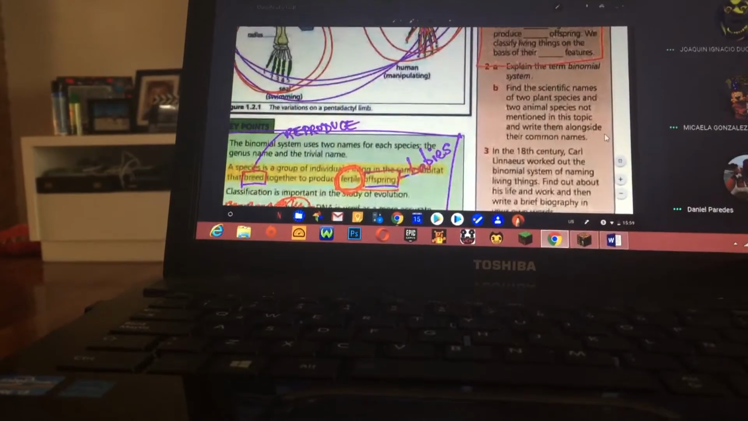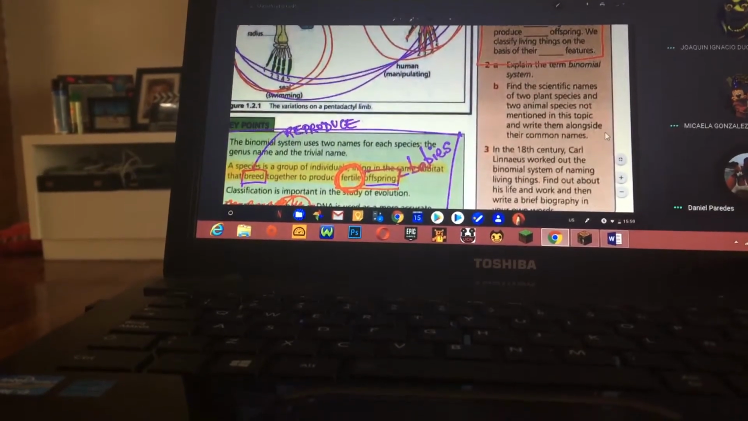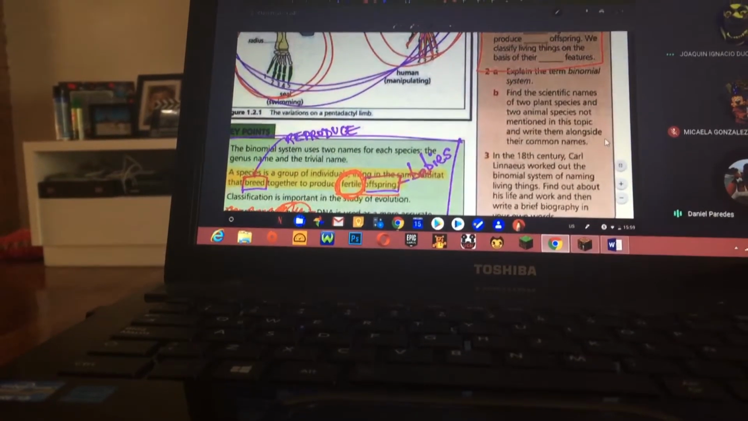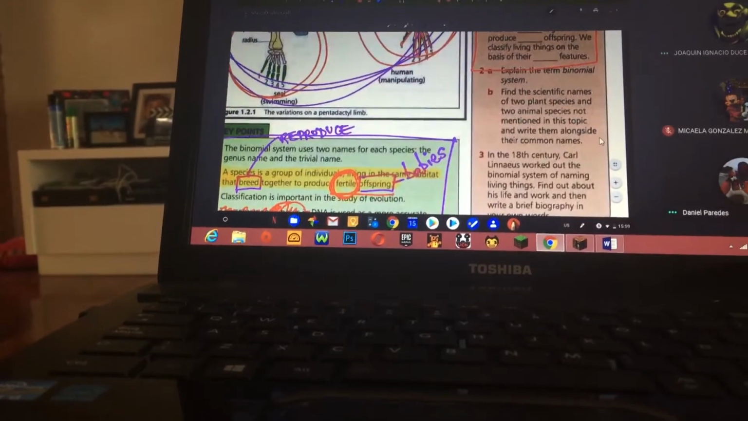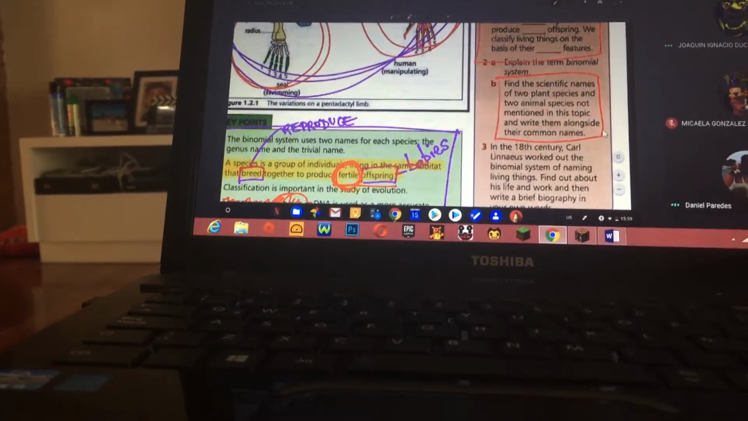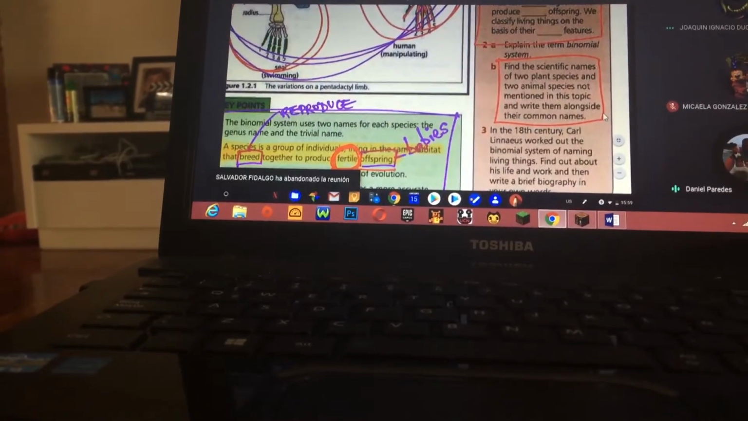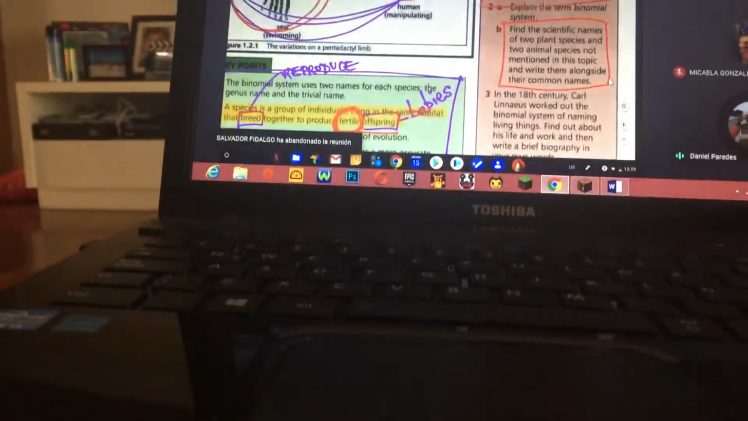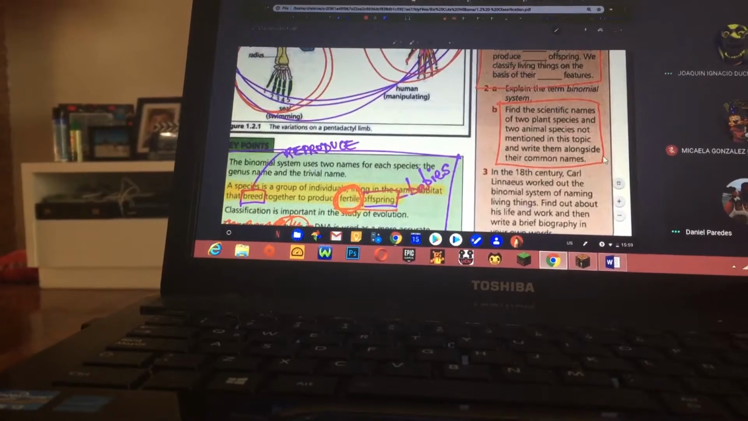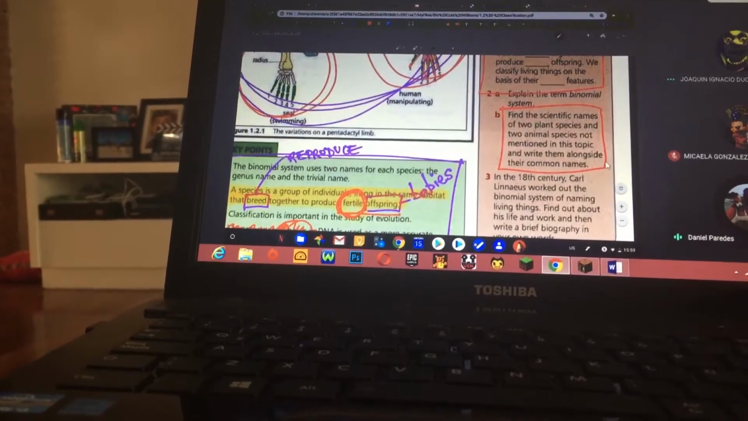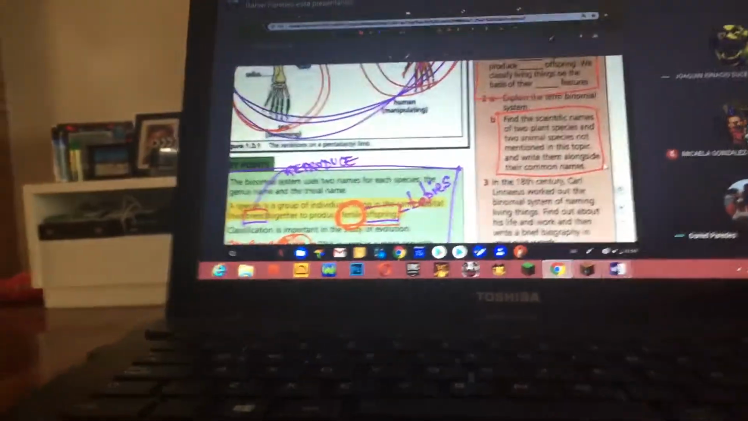Okay, good. Find the scientific names of two plant species and two animal species not mentioned in this topic, and write them alongside their common names. Okay, let's see which ones you found. Lara, can you please read your answer to that?